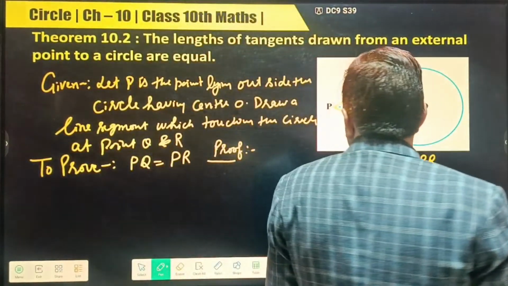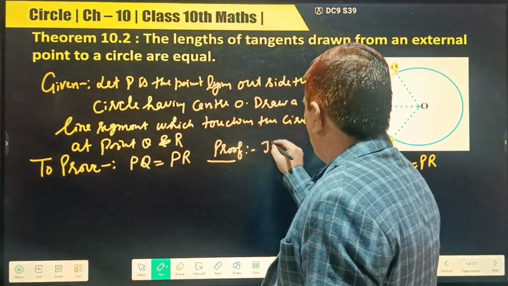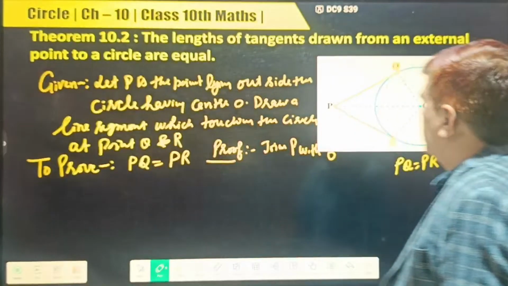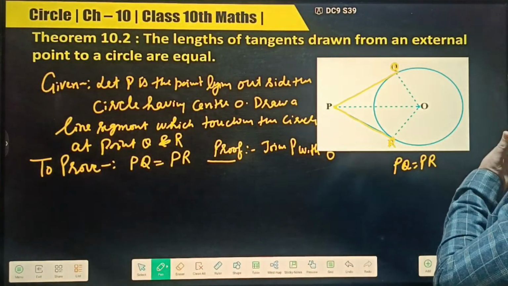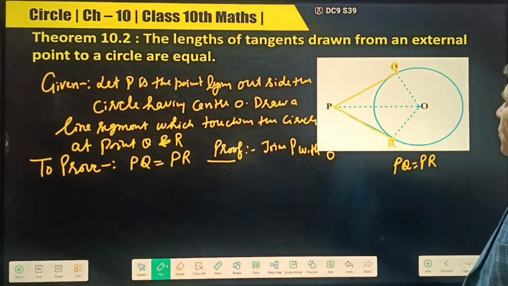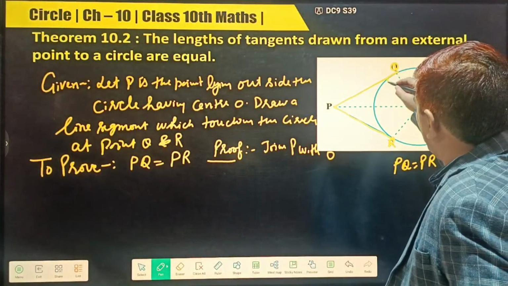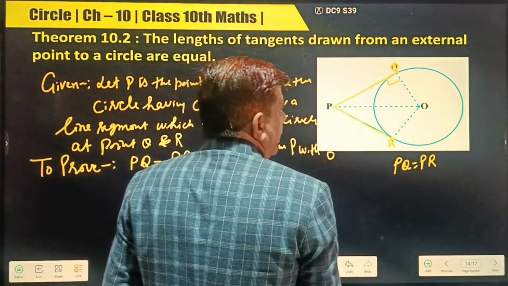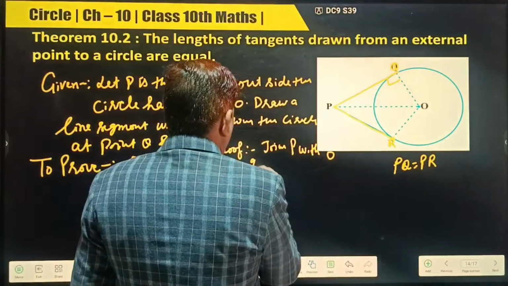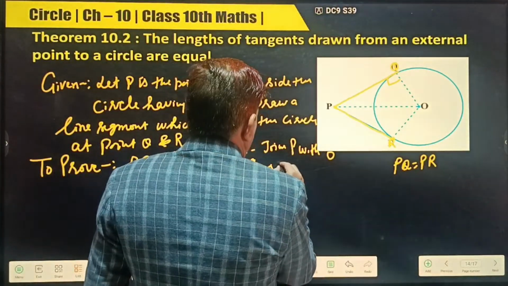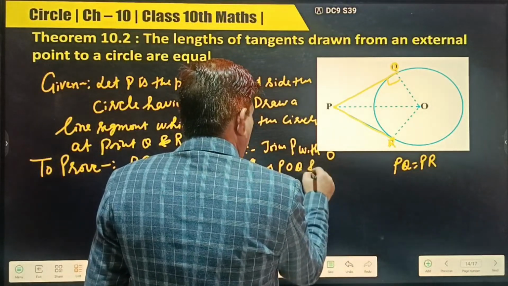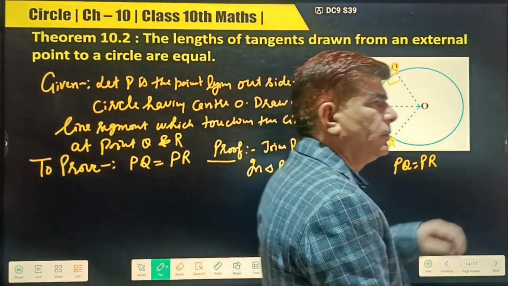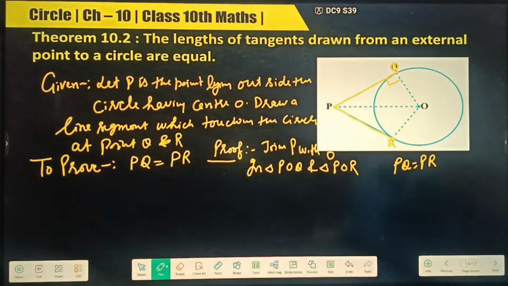Proof: join P with O. Then how can you solve it? This angle, you know how many degrees? 90 degrees. This angle how many degrees? 90 degrees. So in which triangles? Triangle POQ and triangle POR. We have taken both triangles.